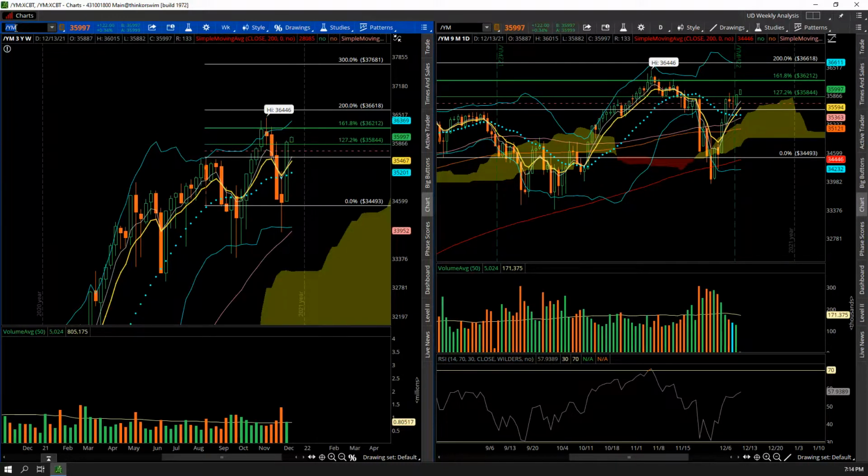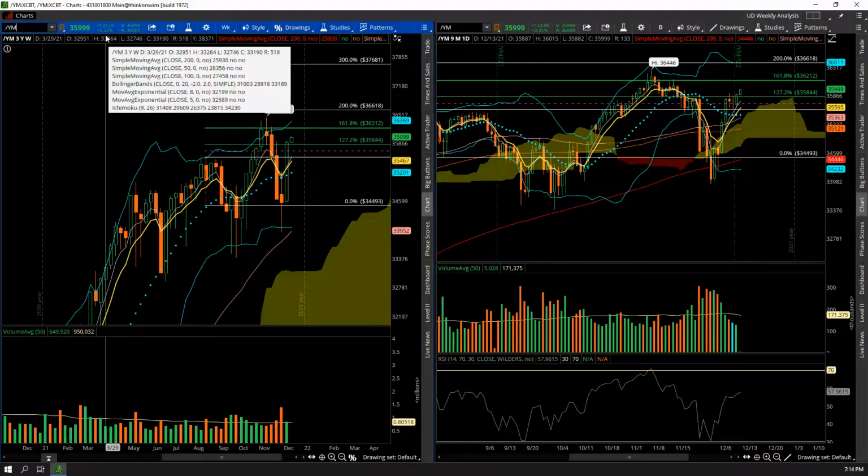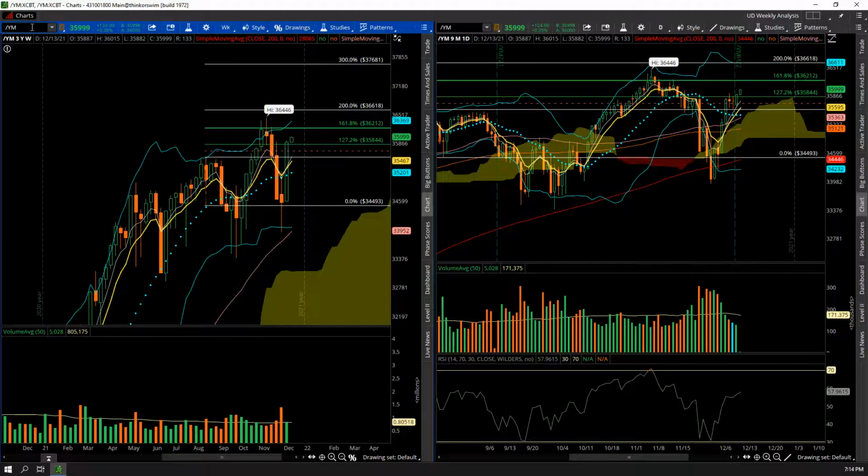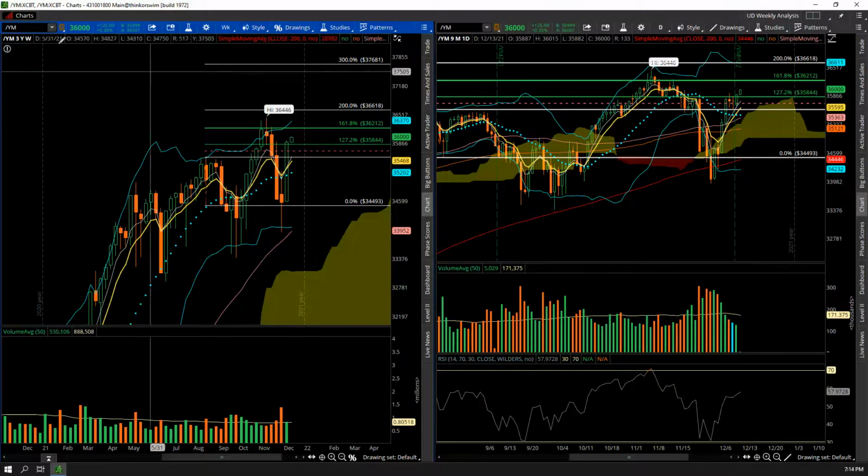But with infrastructure spending and bills coming, all this kind of construction things happening, I think it will be very constructive for this index, and any industrial stocks for that matter.